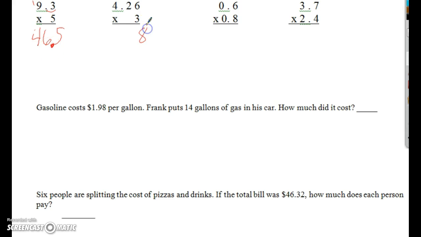3 times 6, 18. 6, 7, 12. 2 spots over, 12.78. Remember, if I just take the whole numbers, 4 times 3 is 12, so that's pretty close to where I'm at. 8 times 6 is 48. Put down my 8, carry my 4. 8 times 0 is 0 plus 4.